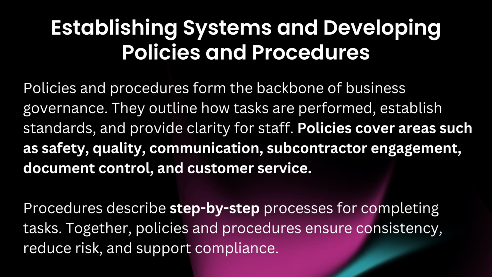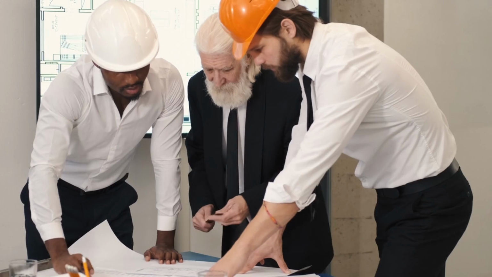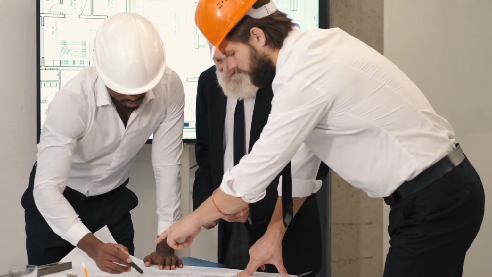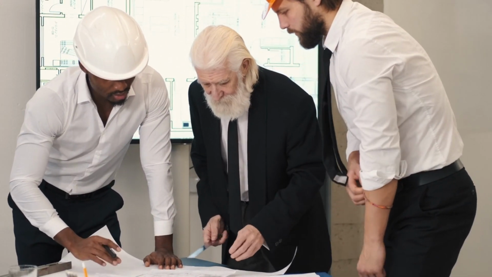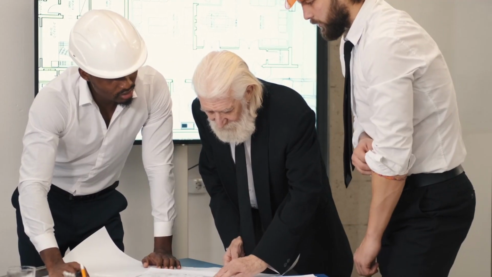Policies cover areas such as safety, quality, communication, subcontractor engagement, document control, and customer service. Procedures describe step-by-step processes for completing tasks. Together, policies and procedures ensure consistency, reduce risk, and support compliance. Developing these systems is essential for scaling operations, training staff, and delivering consistent results.